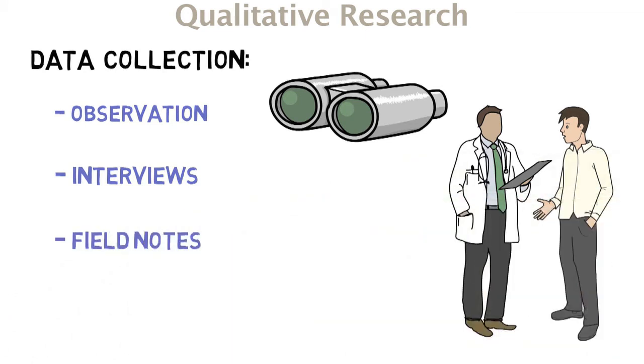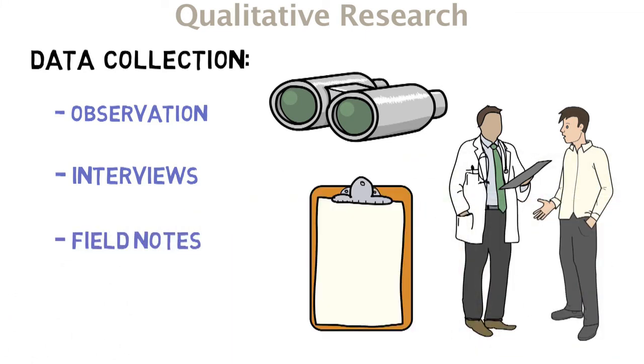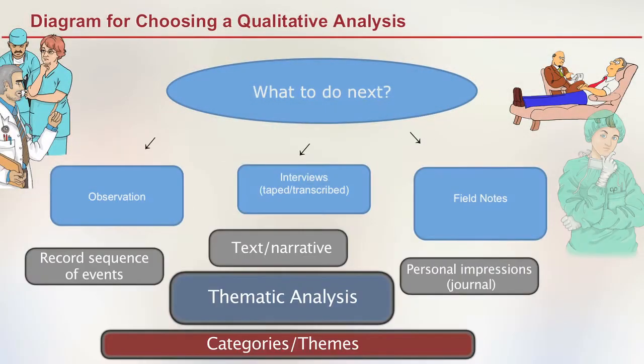Rounding out common tools in qualitative research are field notes, which offer the researcher a place to collect personal feelings about the data collection to help identify bias and other potential issues. This diagram provides guidelines for choosing a qualitative analysis.